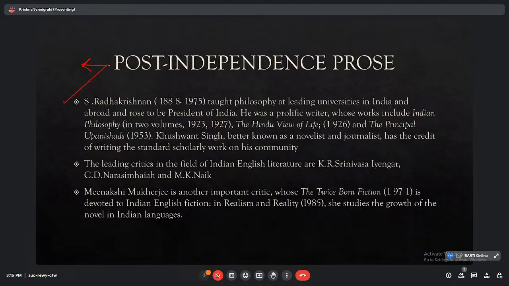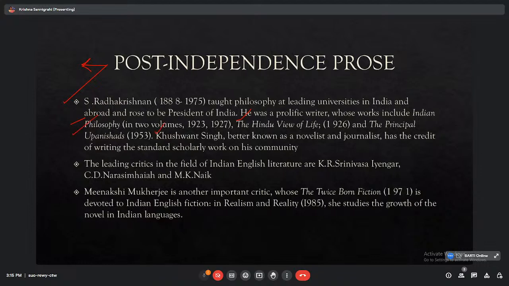Radhakrishnan taught philosophy at leading universities in India and abroad and rose to be President of India. He was a prolific writer whose works include Indian philosophy. So we have discussed that philosophy is an important part of non-fiction. The Hindu View of Life, The Principal Upanishads.